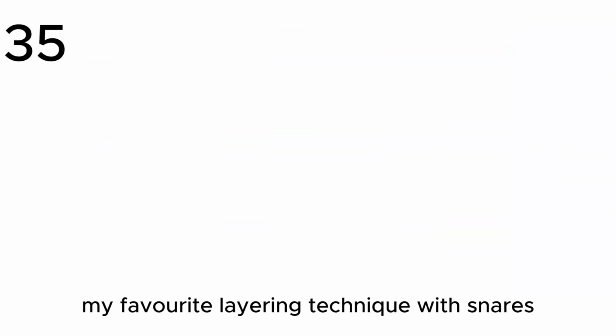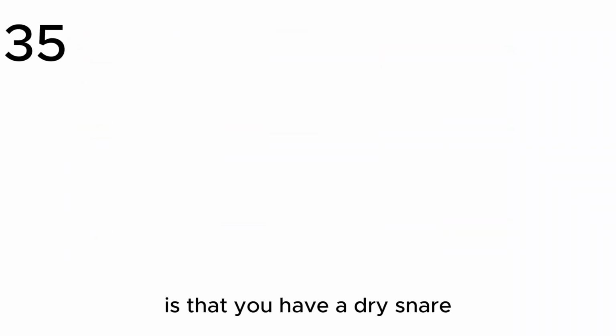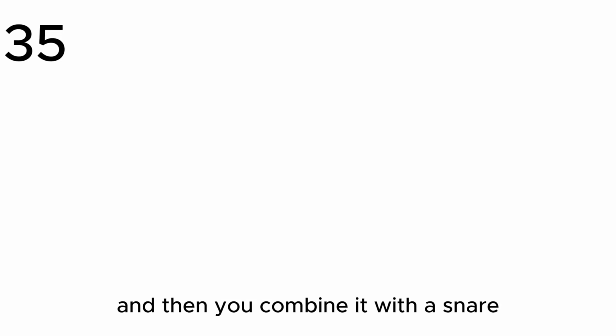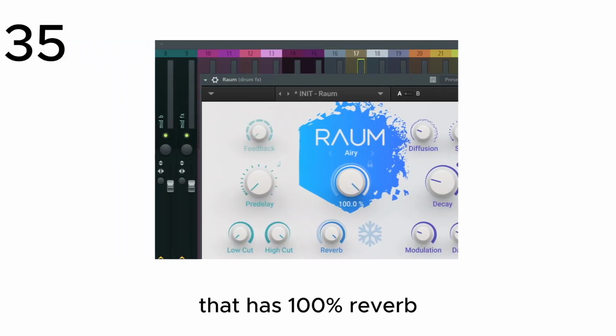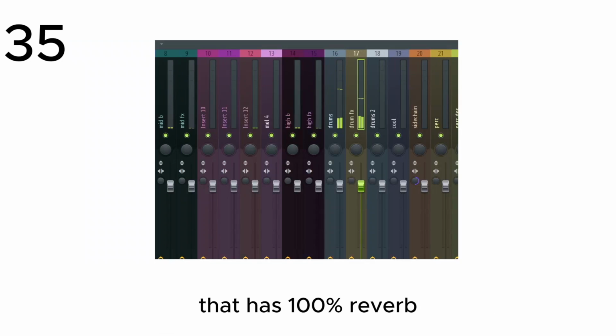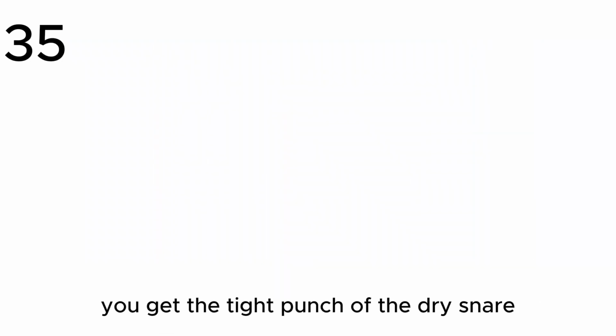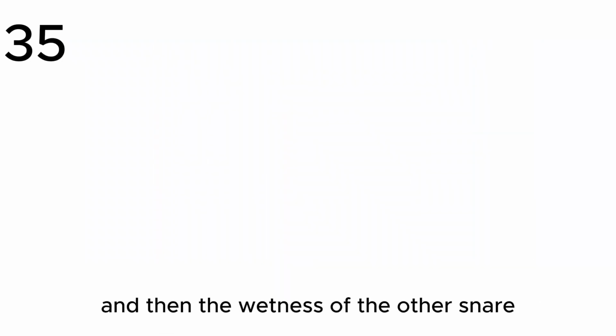My favorite layering technique with snares is that you have a dry snare and then you combine it with a snare that has 100% reverb. You get the tight punch of the dry snare and then the wetness of the other snare.